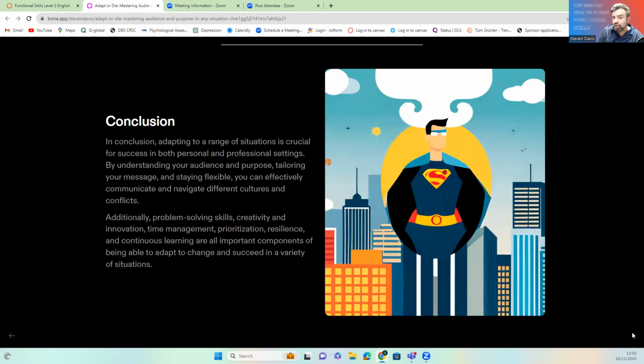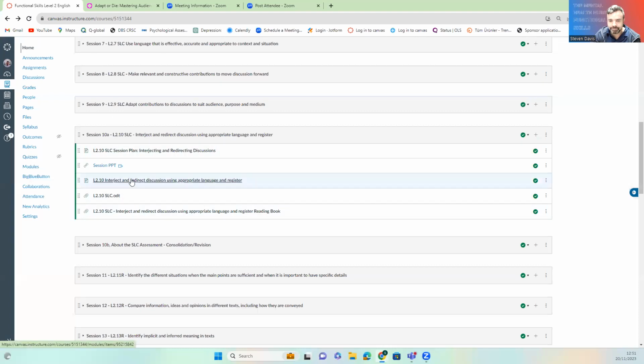So, in conclusion, adapting to a range of situations is crucial for success in both personal and professional settings. By understanding your audience and the purpose, tailoring your messages and staying flexible, you can effectively communicate and navigate difficult cultures and conflicts. Additionally, problem-solving skills, creativity, innovation, time management, prioritizing, resilience, and continual learning are all important components for the ability to adapt to change and to succeed in a variety of situations.